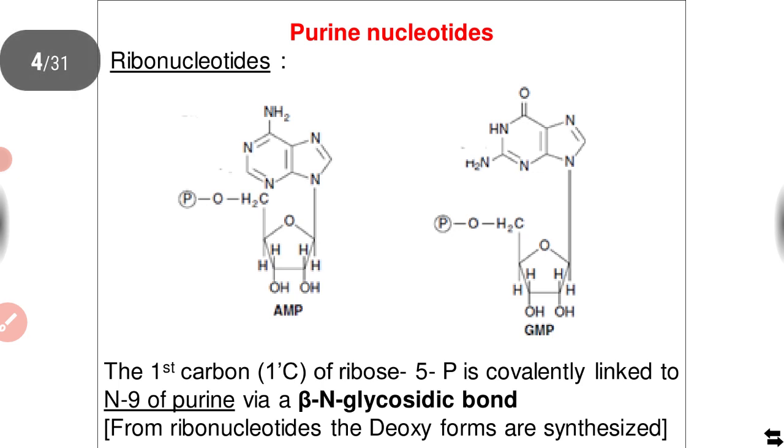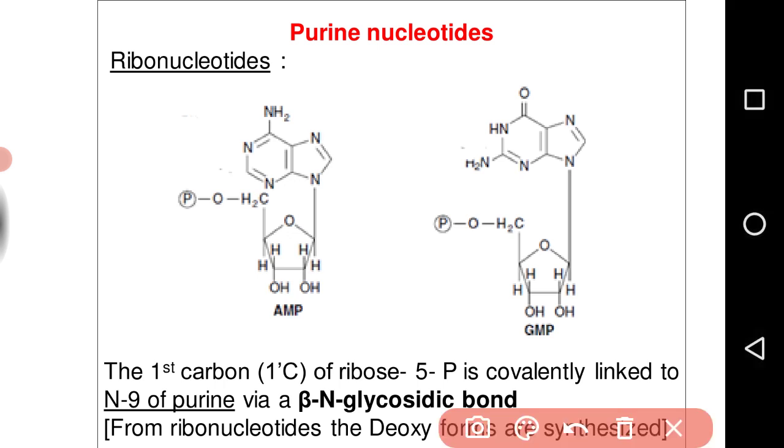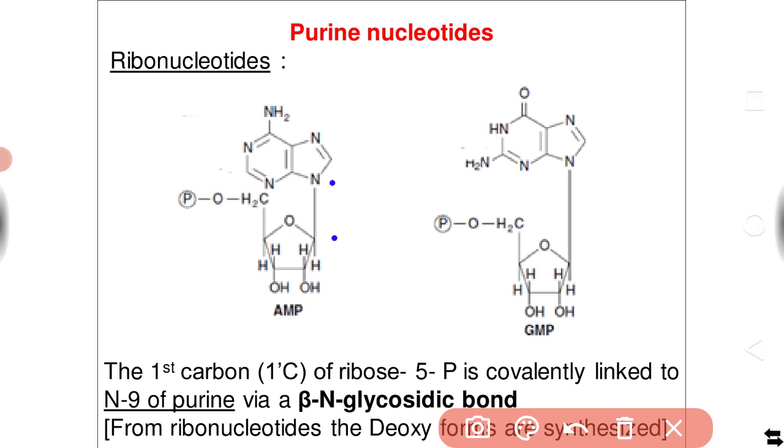Now, how are these purines synthesized? Humans cannot synthesize free purines. Purines are always synthesized as purine nucleotides. What is a purine nucleotide? Purines, when they get attached to ribose 5-phosphate, form a purine nucleotide. The N9 of purine is attached to the first carbon of the ribose 5-phosphate by a beta N glycosidic bond to form a purine nucleotide. So, the two types of purine nucleotides are adenosine monophosphate and guanosine monophosphate.